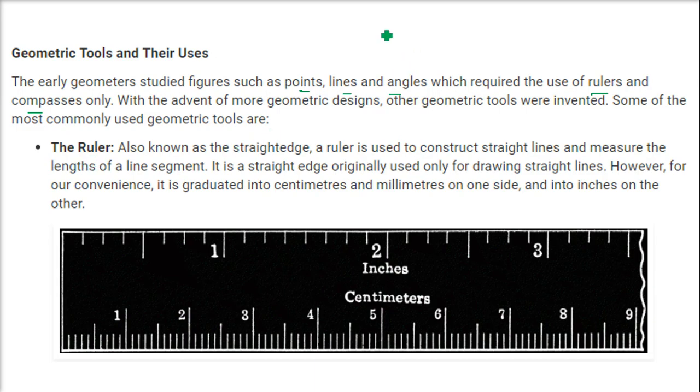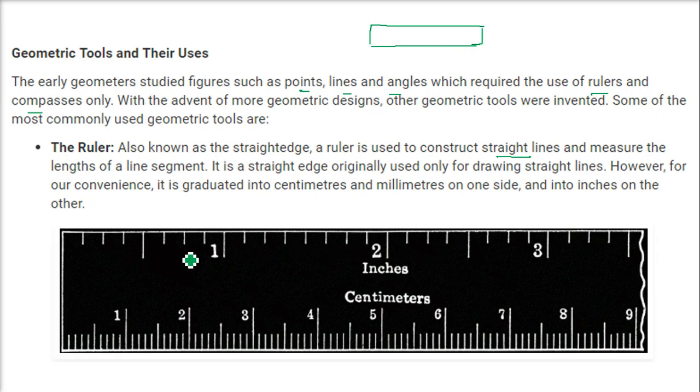The ruler is rectangle shaped; it can be of wood, it can be of plastic. So it's a straight-edged tool, and it is used first of all to construct straight lines and also to measure the length of a line segment. With a compass, you measure distance from scales only. And these straight edges are used for drawing straight lines.